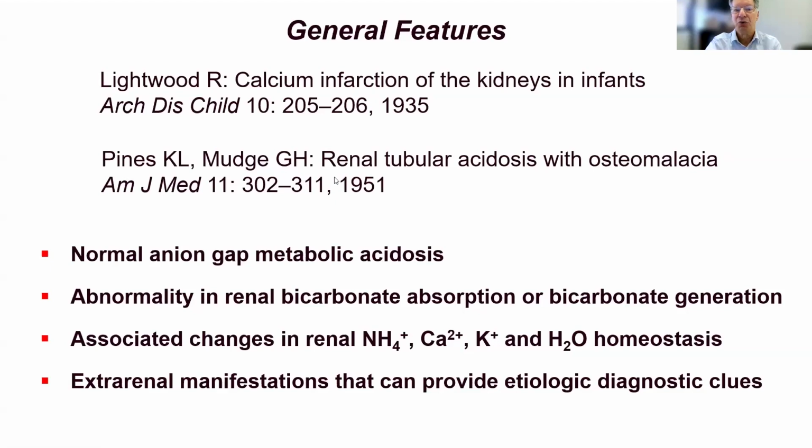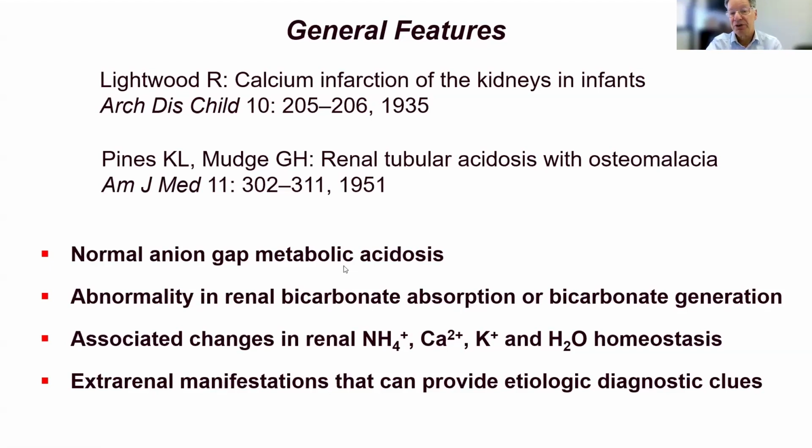The first time the word renal tubular acidosis appeared in the literature was in this paper in the American Journal of Medicine in 1951, a paper by Pines. And they discussed what they termed renal tubular acidosis with osteomalacia. But now we know these diseases are a normal anion gap metabolic acidosis. It's an abnormality in either renal bicarbonate absorption or bicarbonate generation.